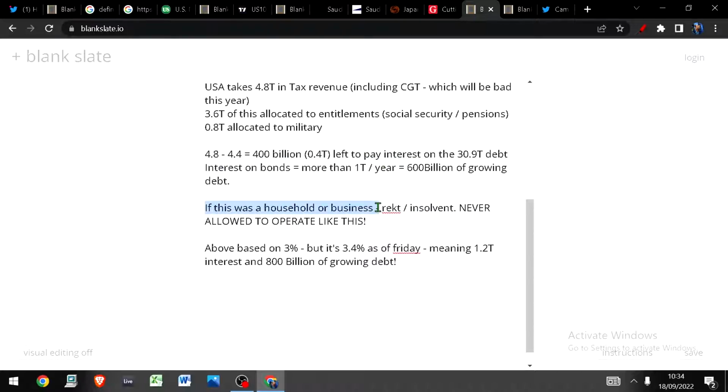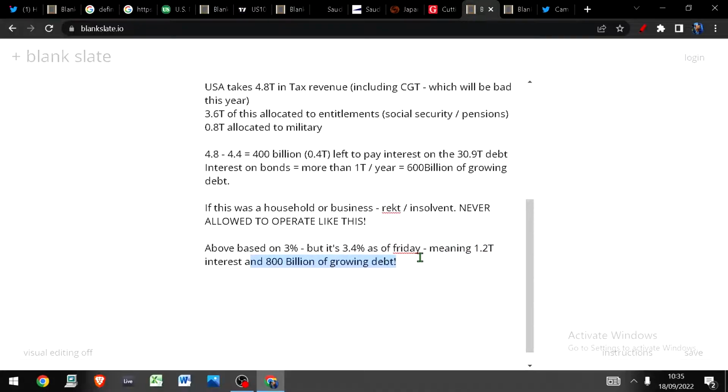If this was a household or a business, they would be wrecked. Okay, the technical term for this is of course insolvent. Nobody in a household or a business would ever be allowed to operate like this. No one. They would never allow you to operate a business or run a household under these sorts of conditions. And remember, all of the above calculations are based on a 3% yield. But it's not 3%, is it? It's 3.45, as I showed you from the chart, as of Friday's close. Meaning it's actually 1.2 trillion of interest that they have to honour and 800 billion of growing debt.